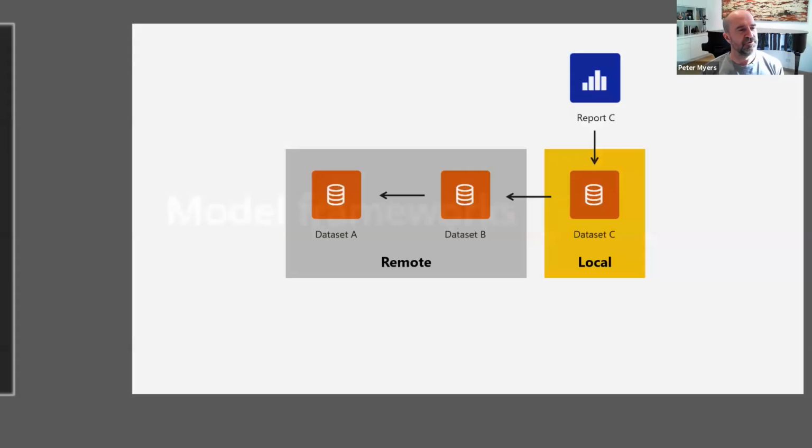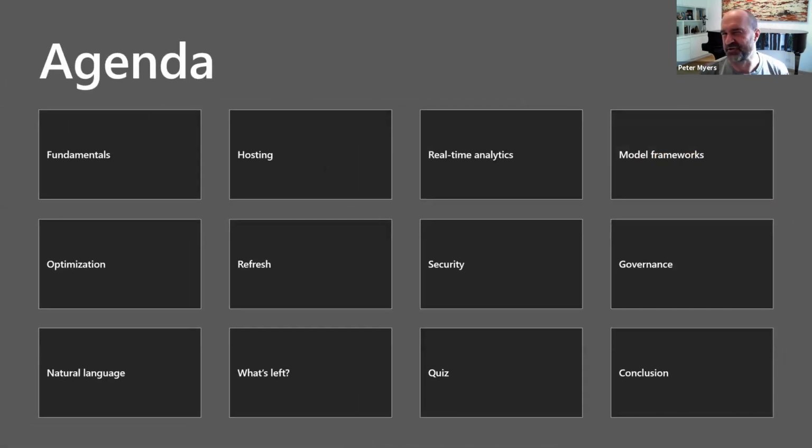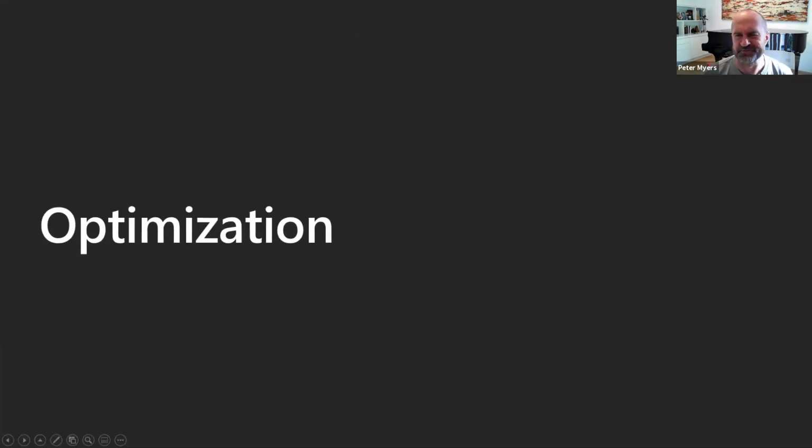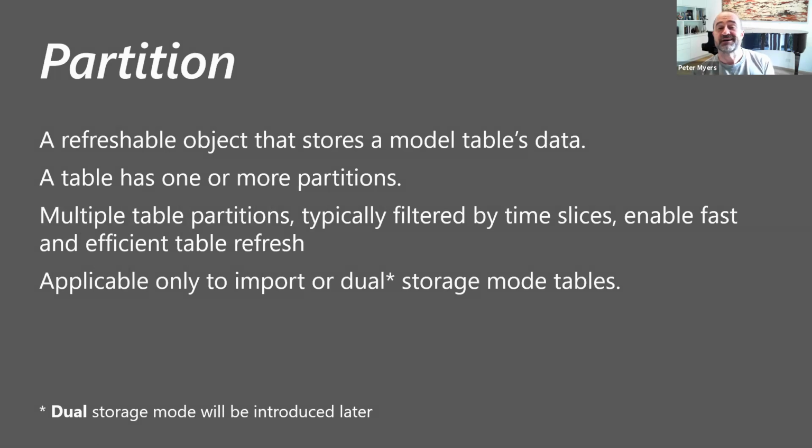All right, so that concludes the big discussion on frameworks. Really, the discussion there is direct query versus import and composite modeling, and that capability to create chains of models local to remote. So the next set of discussion is around optimization of these models. And so it introduces the term of partition, right? So a partition stores import data for a table. And as it stands, all import tables have one partition, but there is the potential to add additional partitions.